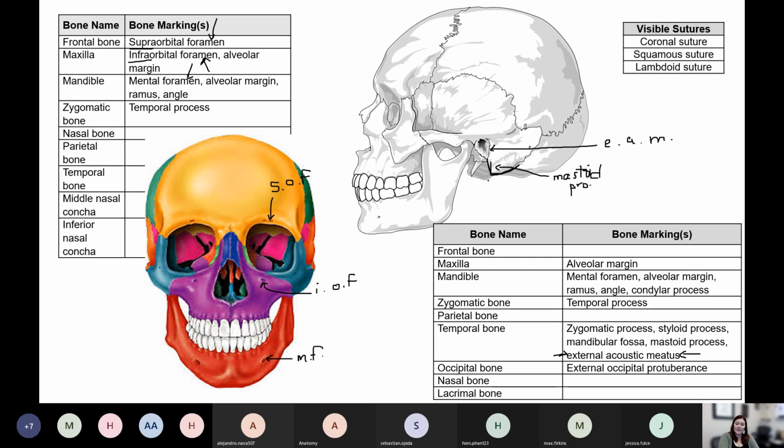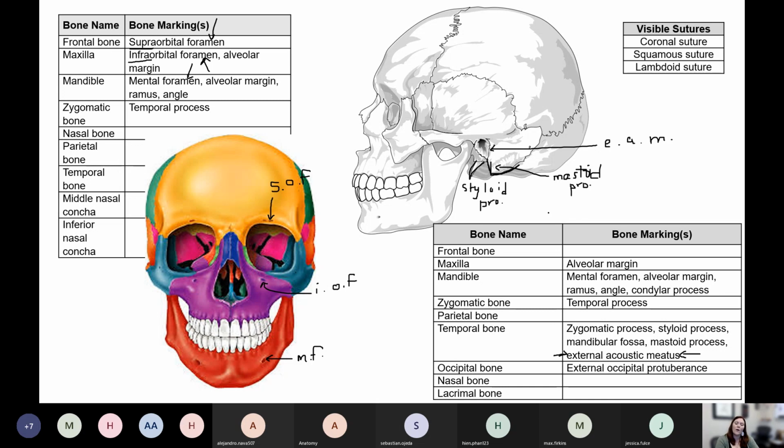In front of the mastoid process is a smaller thing that hangs down. The smaller thing that hangs down is called the styloid process. Styloid, like a stylus that you would use to write on your tablet, for example.